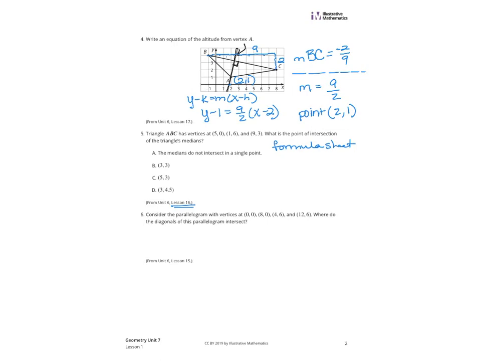Okay, ladies and gentlemen, number 6, or I guess it's lesson 16. Consider the parallelogram with these vertices. Where do the diagonals intersect? So first of all, let me just do a quick sketch of this.